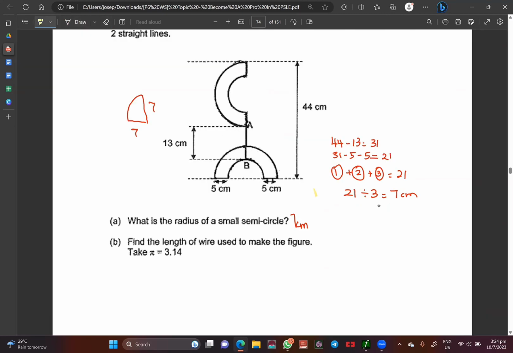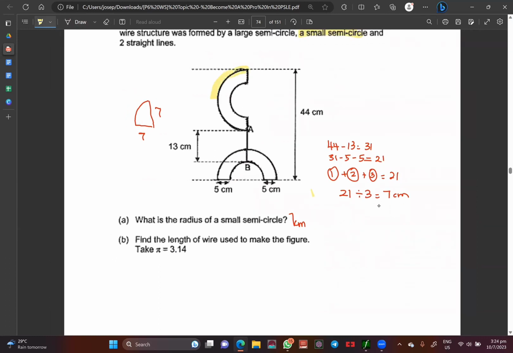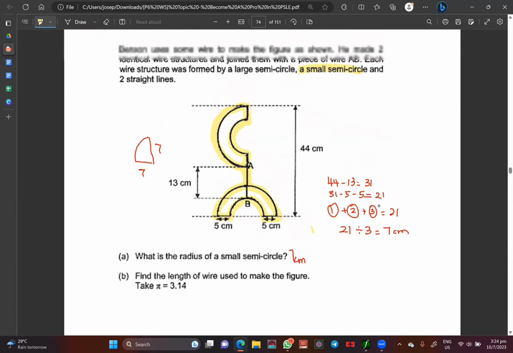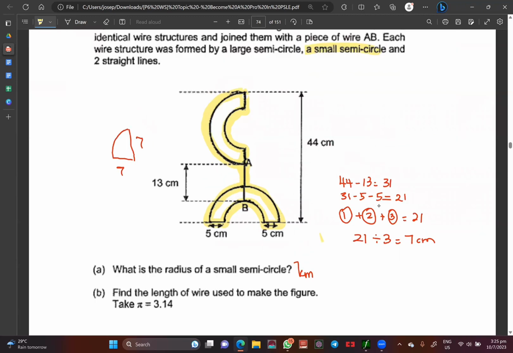What I want to do now, if they are asking us to find the length of the wire, it means the perimeter. That means I have to highlight all of the sides that I am going to find. So this is the length of the wire. Remember, the length of the wire is whatever that I've highlighted.